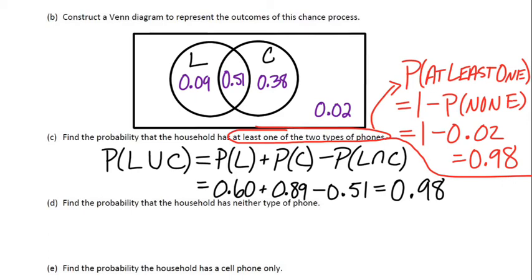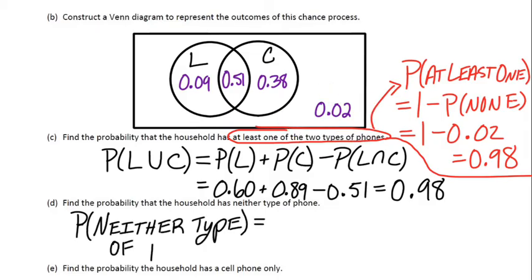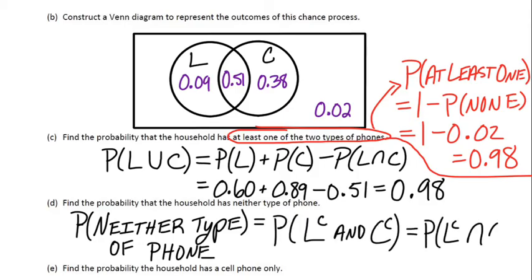And so part D says find the probability that the household has neither type of phone. Well, that actually should be pretty easy. The probability that there's neither, we can see that probability right now. So the probability you have neither type of phone, if we write it out, that would be the probability that you're not in L, you're in L complement, and the probability that you're not in C. So the only time that we have stuff that's not in L and not in C would be this space outside of it. And we know that that's 0.02.